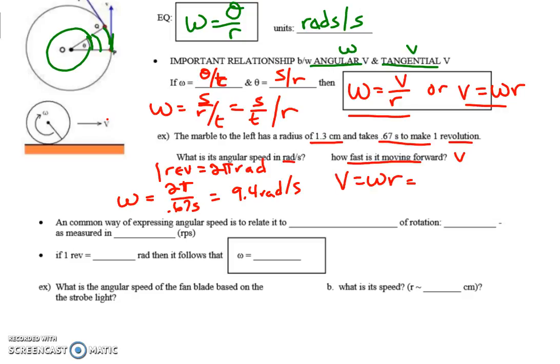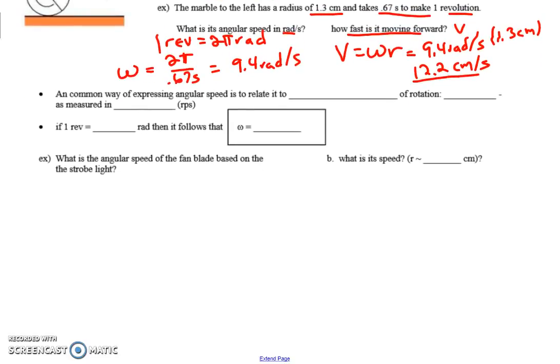because we just found omega. So that'd be 9.4 radians per second, multiplied by 1.3 centimeters. Radians are really dimensionless, so it ends up with centimeters per second. So 9.4 times 1.3 is 12.2 centimeters per second. Like degrees, radians are dimensionless, so it doesn't have to show up again.